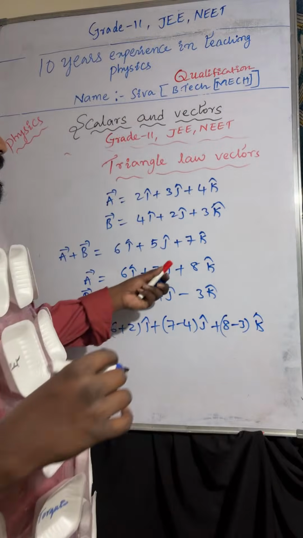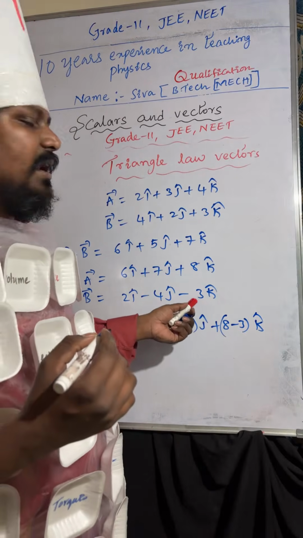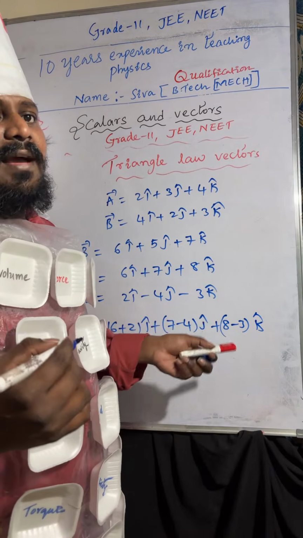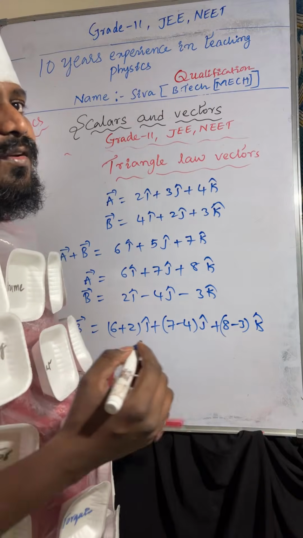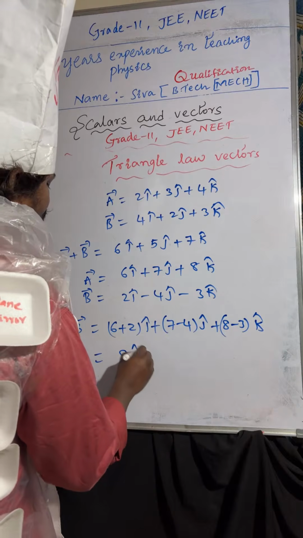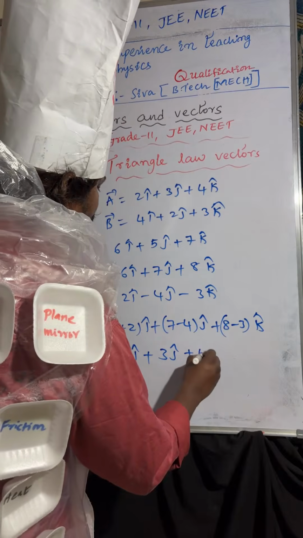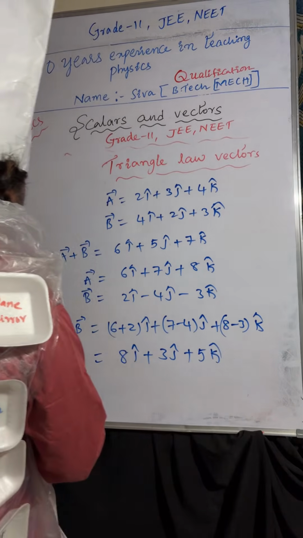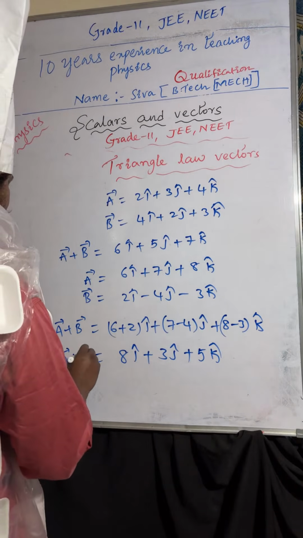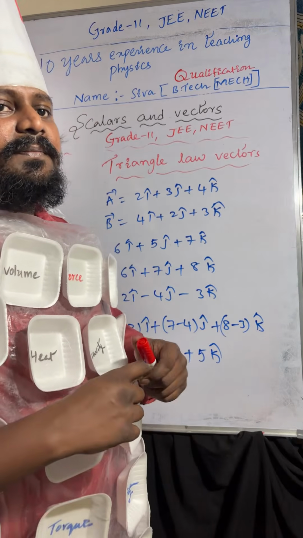So numbers you have to subtract. The sign must be taken with the number. You have to consider that sign with the numerical value. Then how much? 8i cap plus 3j cap plus 5k cap. Understood? So that is A bar plus B bar. I hope it is very clear. Understood or not? So next one.